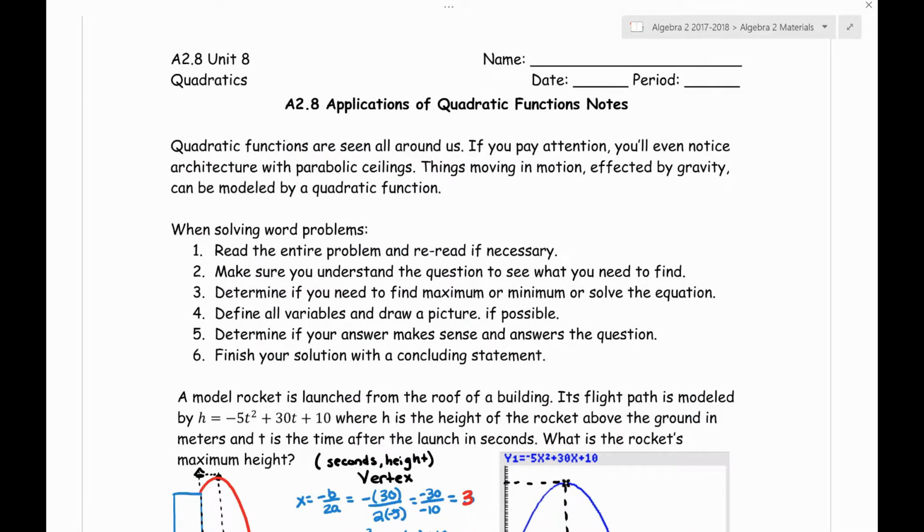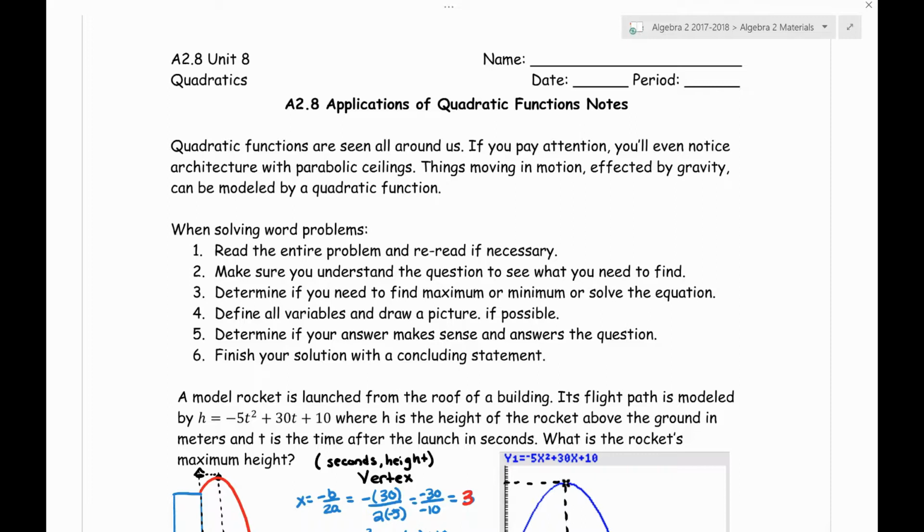Okay, so today we're going to be talking about applications of quadratic functions. This is going to be where we really see quadratic functions in action, in real life. Okay, now I'm going to go quickly through this. This is going to be a lesson with a lot of use of the graphing calculator.